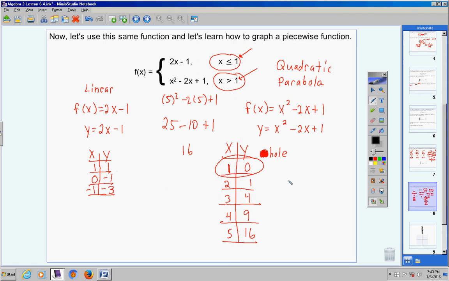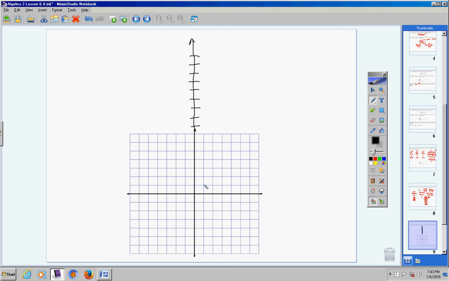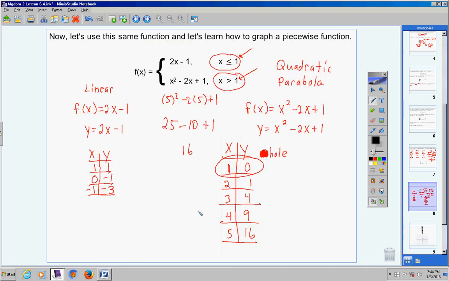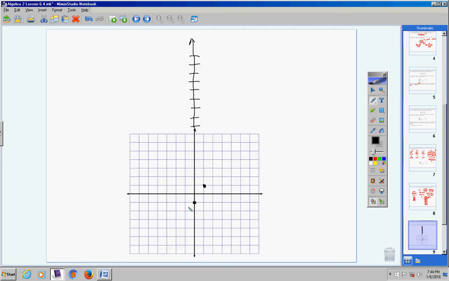Alright, let's grab this part of the function first, okay? Here we go. 1, 1, 0, negative 1. So 1, 1. 0, negative 1, and negative 1, negative 3. Now, after you put those 3 points, what are you guys used to doing? You're used to just going like this and drawing your line, right? Absolutely not. Why, Mr. Earhart? Well, thanks for asking. I'm glad you asked.